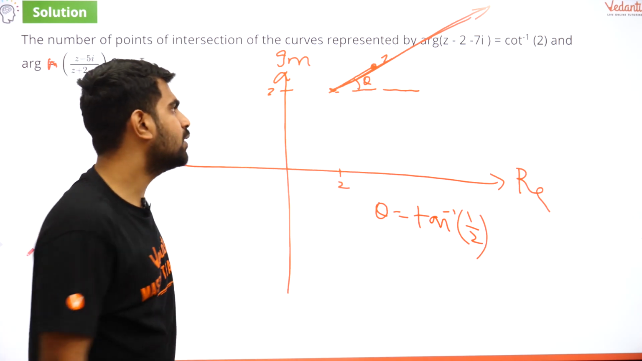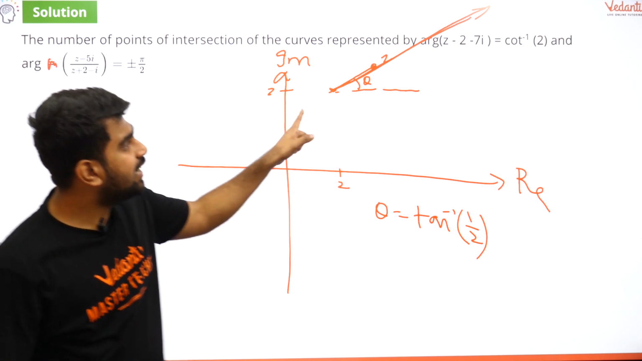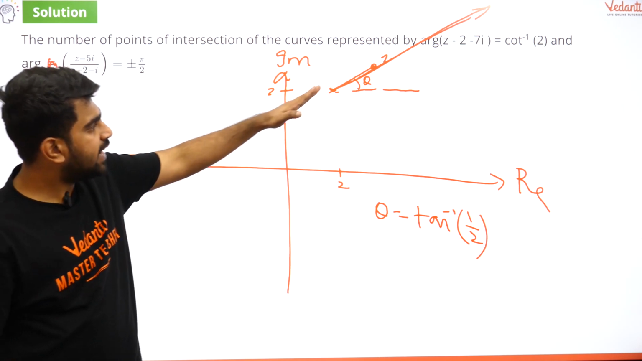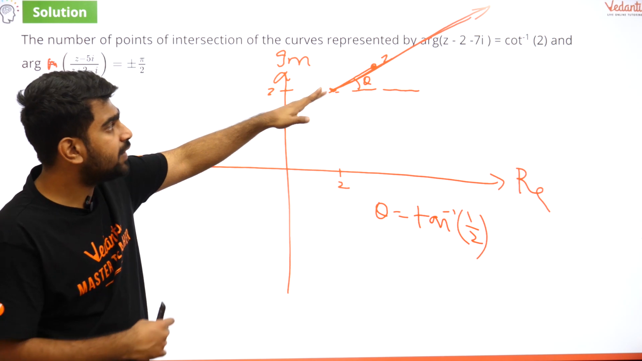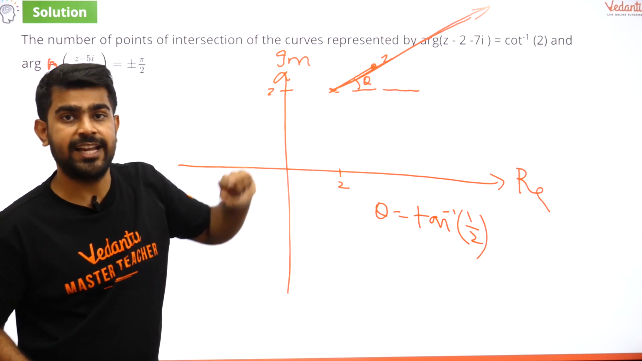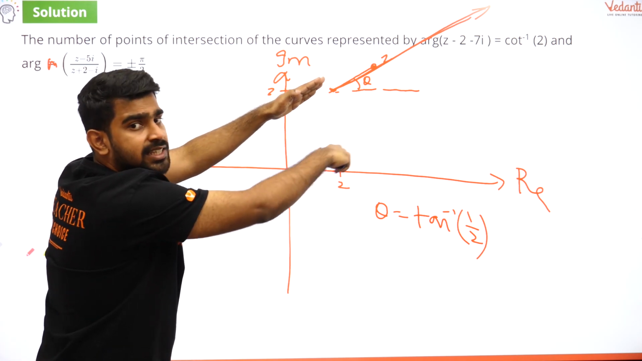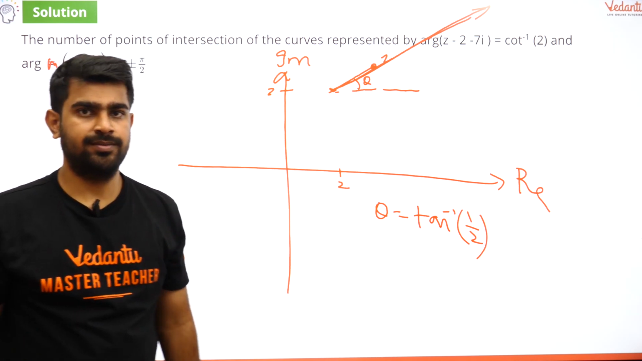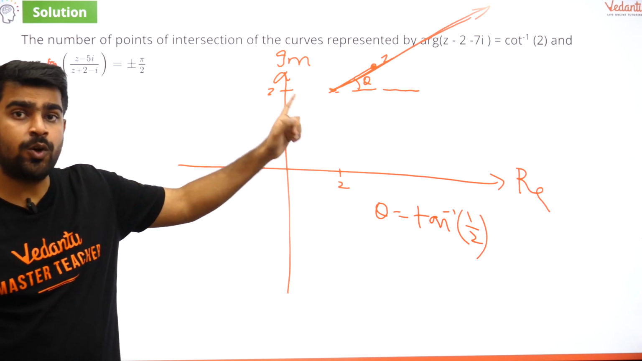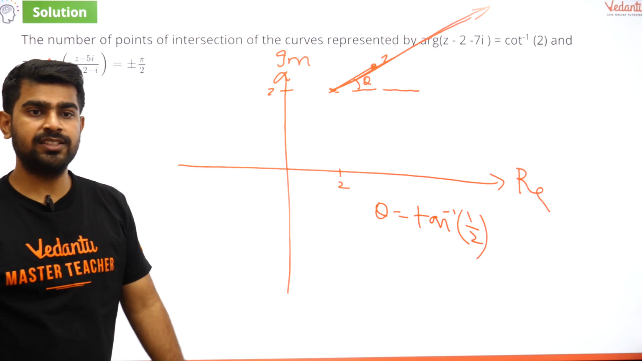Now you can ask me, sir, why not the other way? Why don't we take this way? Why only a ray? Why not a line? The line is not possible because when I take it like this, and if I find argument of z minus 2 minus 7i, I will get this angle. Now this angle will no more be acute. So that is wrong. Is that clear? So the angle which they have given you also matters a lot, and how it is measured is also of prime importance in this question.